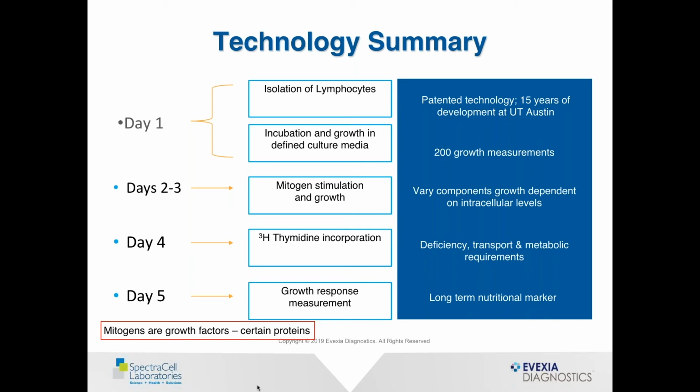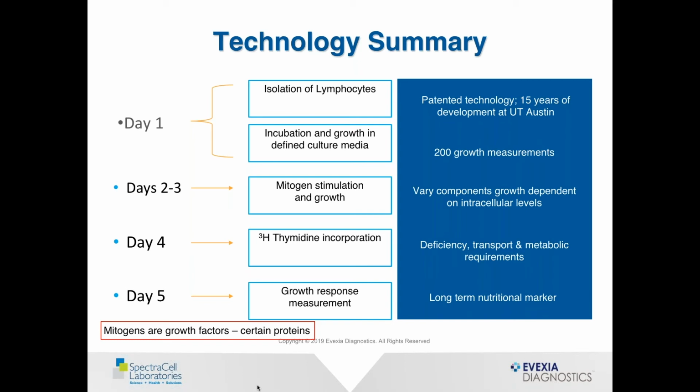Day 2, what they're going to do is put this, what's known as a mitogen stimulation, which is essentially a growth factor. It's certain proteins that have that ability to start to cause proliferation of the lymphocytes, to see how they grow, see how they're reacting. Then it's going to be tagged with a radioactive thymidine incorporation, and then they're going to look for a growth response. That's going to show long-term nutritional markers.